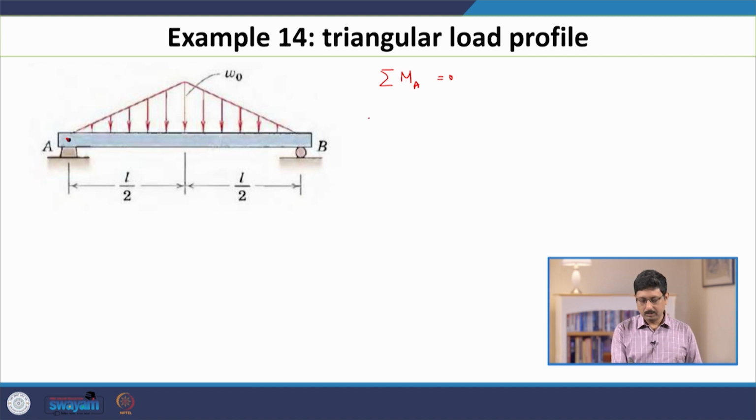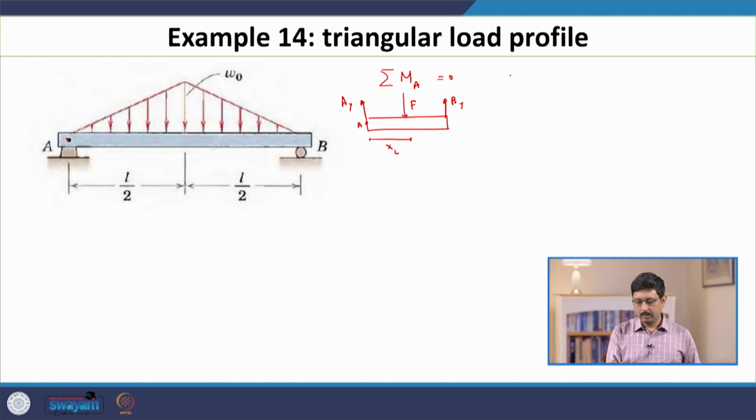Now, if this is 0, let me redraw the picture. This is Ay, this is By, and this is some F, which is the total external force acting on the beam, and this is at distance x l. Now, if we want to calculate the moment about this point A, Ay does not contribute because its line of action is passing through the point A. F and By will contribute because their lines of action are not passing through A.